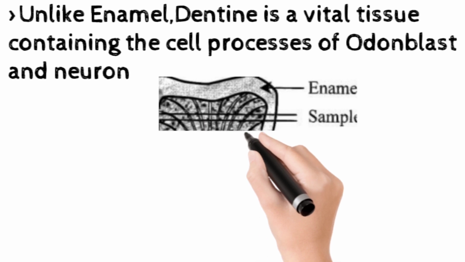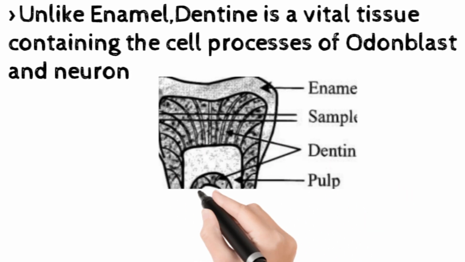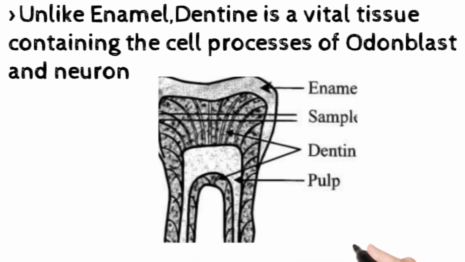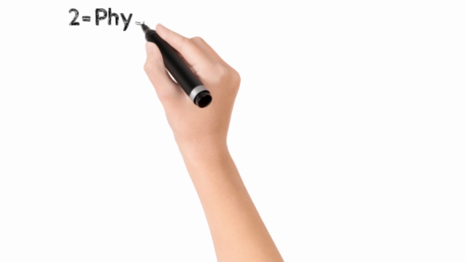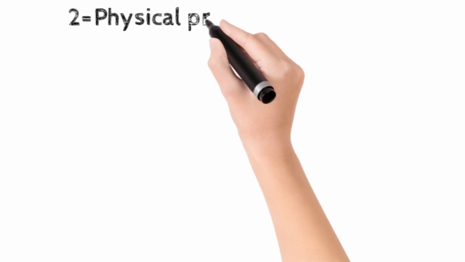Now look at this diagram. The outer layer is the enamel, which is thin, then the second layer is the dentin, which is dark, and the bulkiest and thickest layer. Therefore it forms the bulk of the tooth.